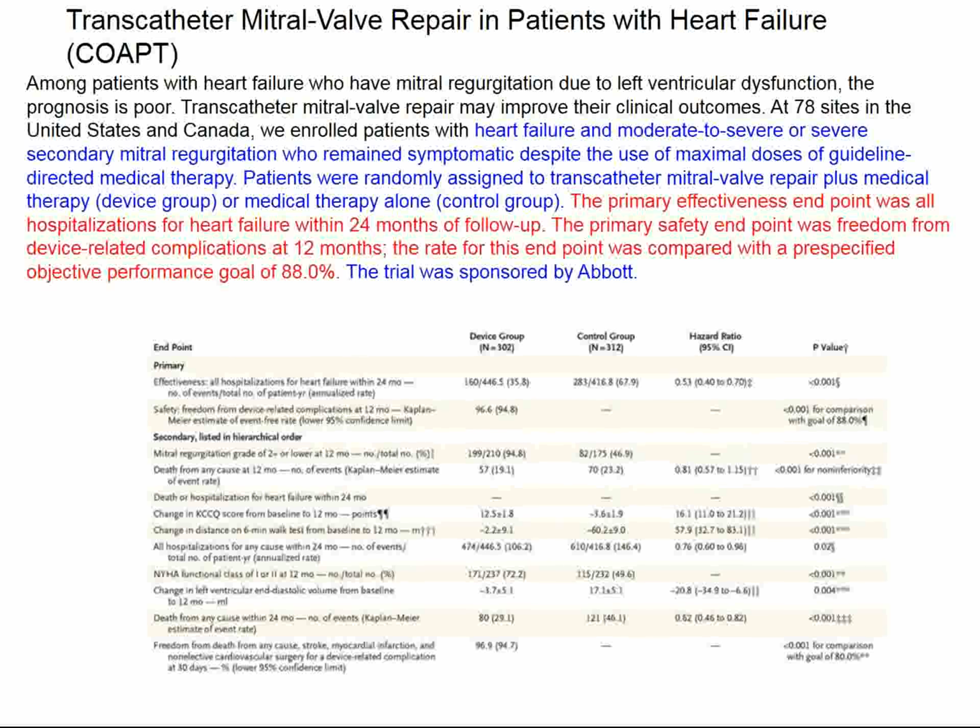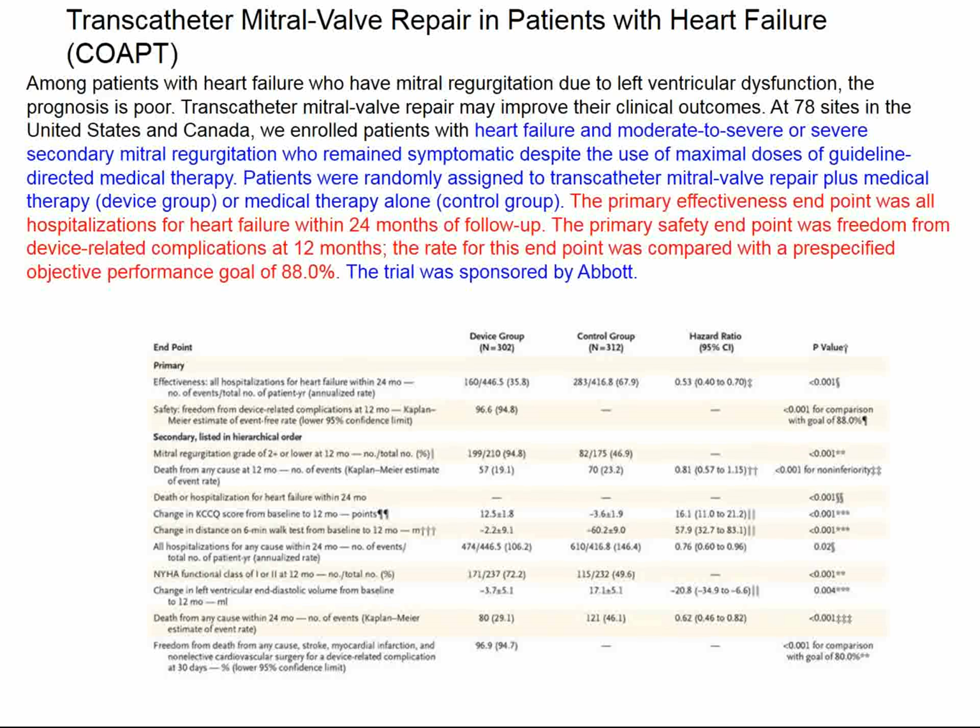Now we move to the next paper. Same study, different name. This study was performed primarily in the United States. This study is called the COAPT trial. And again, patients with severe heart failure, not due to primary mitral valve disease, but due to dilatation of the mitral valve ring, were randomized to clipping or to placebo. The endpoint, the primary endpoint, was the same. The follow-up in this study was 24 months, although we look at the data from 12 months. And this trial was sponsored by Abbott that produces this mitral valve clip.